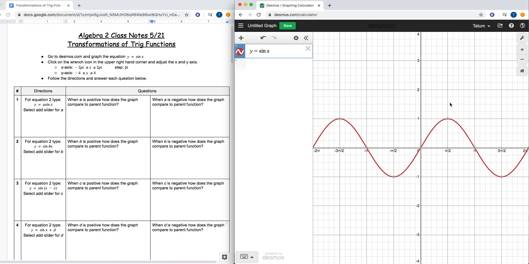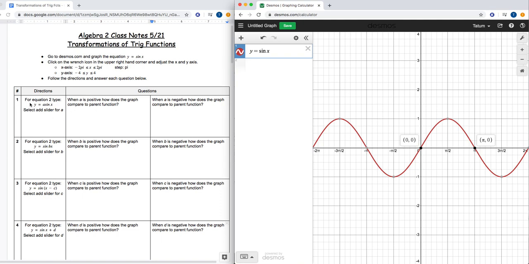All right, so now we have a clear picture of y equals the sine of x and what our y values are at each pi interval, which is how we normally talk about y equals the sine of x. So now we're going to follow the directions here and we're going to answer each question.